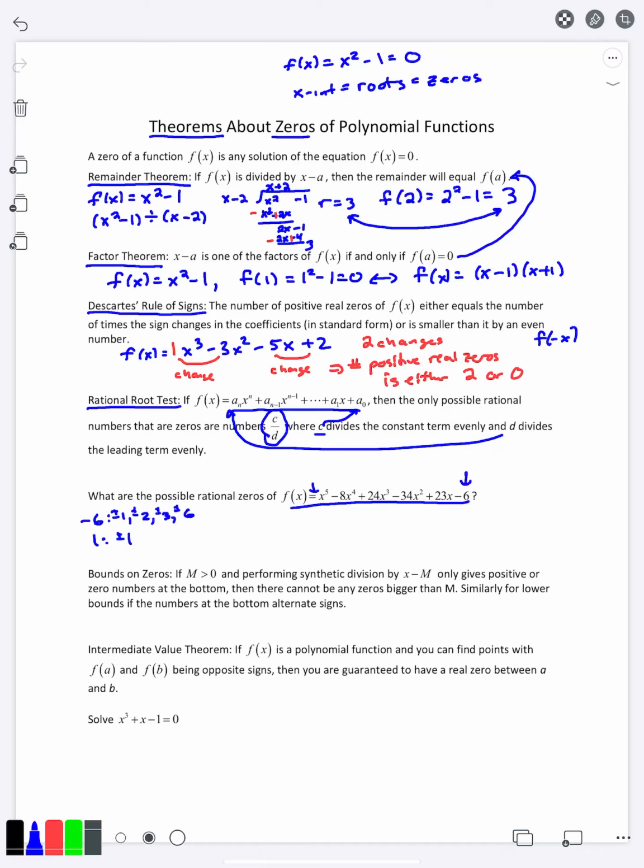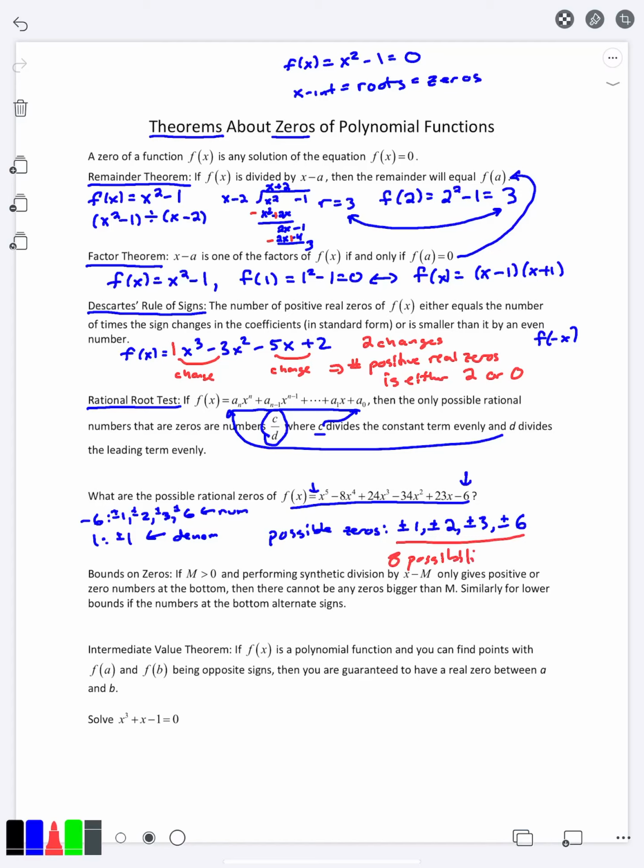And then what you do is these things up here are going to be the numerators. The numbers down here are going to be denominators, and you try to look at any possible combination. And so then at the end of the day, you're going to get possible zeros of 1 over 1 is 1, 2 over 1 is 2, 3 over 1 is 3, and 6 over 1 is 6. So basically what you've done is you've taken it from infinitely many possible answers to 8 possible answers, right? Plus or minus 1, 2, 3, 6. There's 8 possibilities.